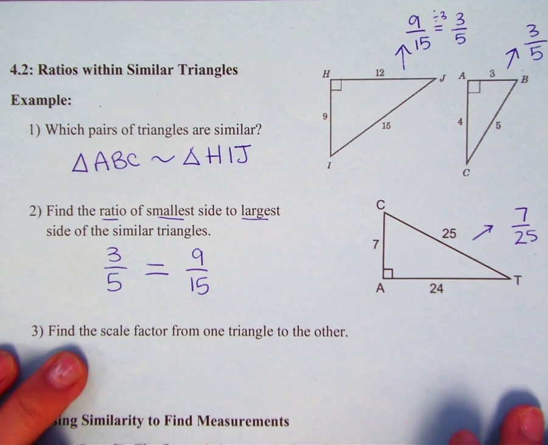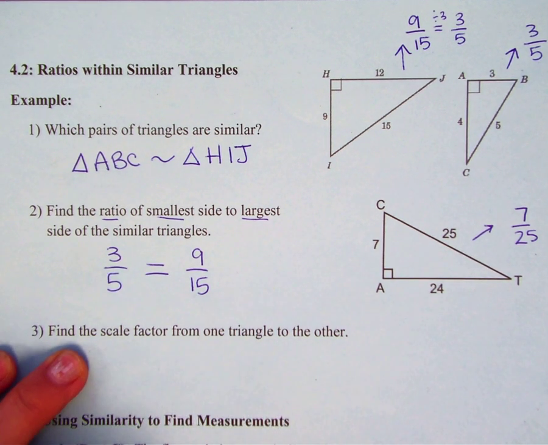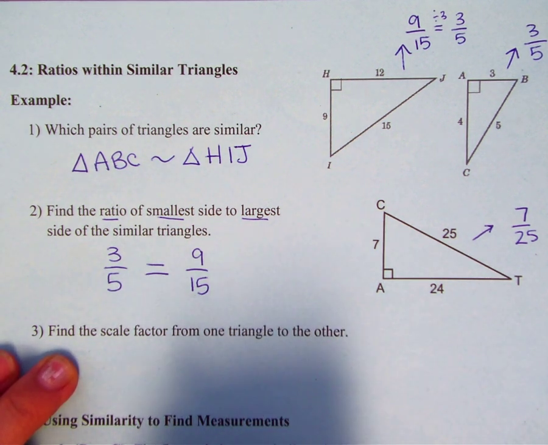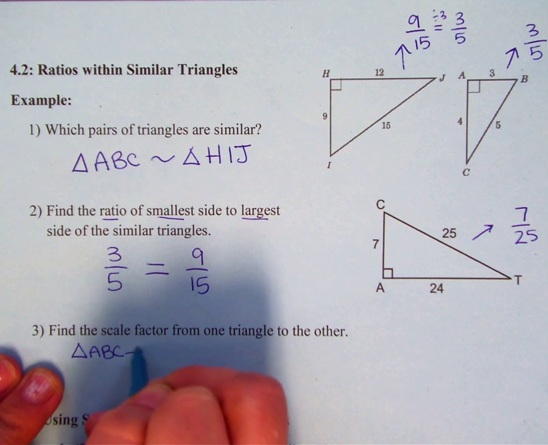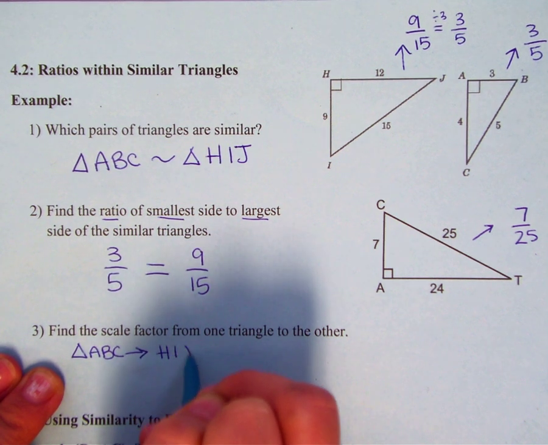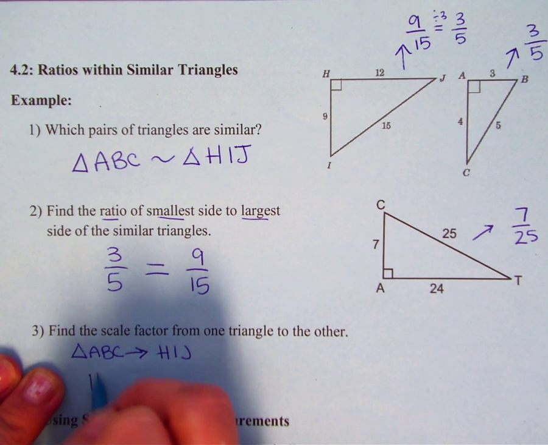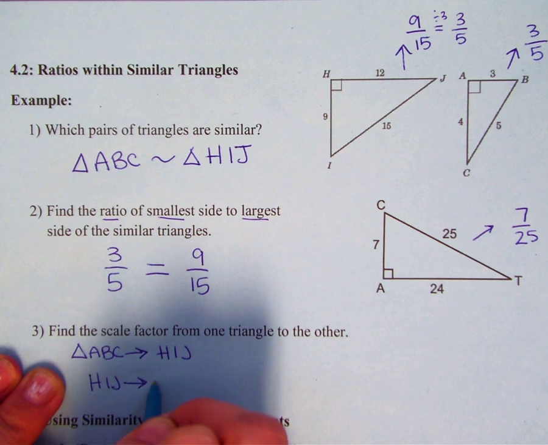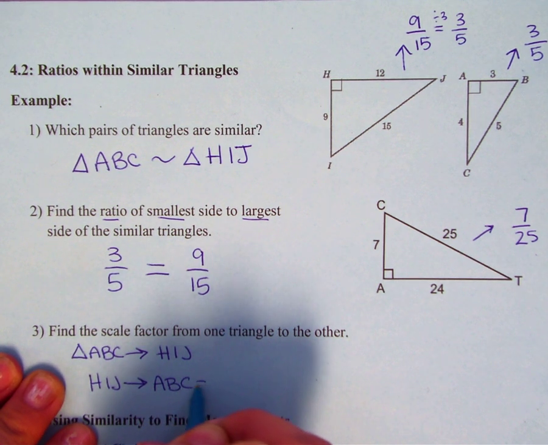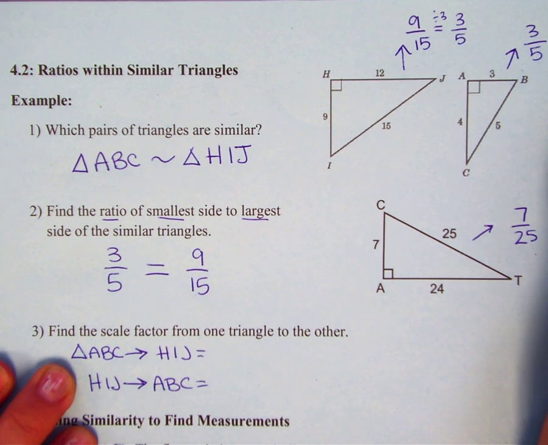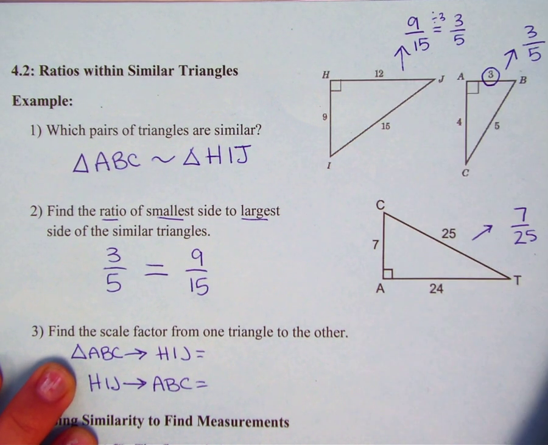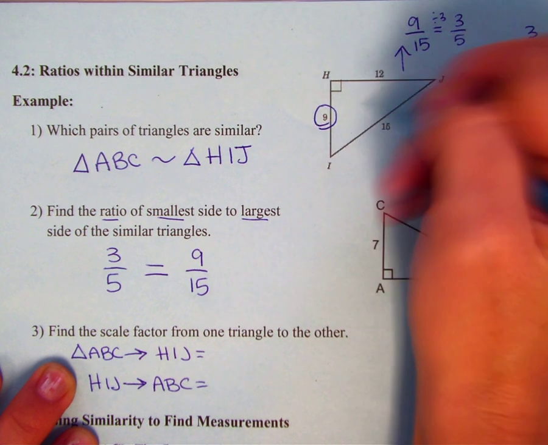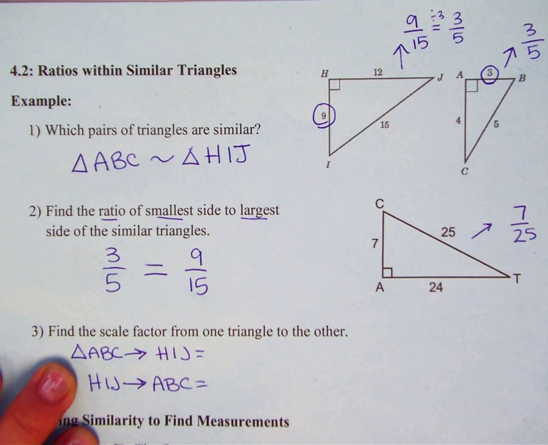Now it also says to find the scale factor from one triangle to the other. It doesn't say which one to which one, so we have two scale factors, right? From ABC to HIJ, and then also from HIJ back to ABC. If I want to pair them up, I can see the 3 is the shortest side on ABC and 9 is the shortest side on HIJ. I can use those to find the scale factor.